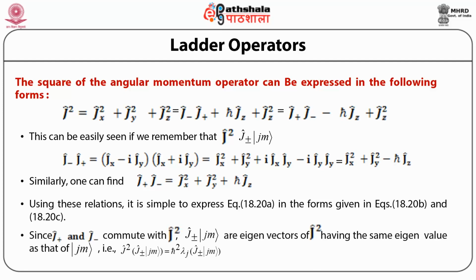Since the ladder operators J+ and J- commute with operator J², the states J± ket |j m> are eigenvectors of operator J² having the same eigenvalue as that of ket |j m>. That is, operator J² acting on operator J± ket |j m> is equal to ħ² λj operator J± acting on ket |j m>.